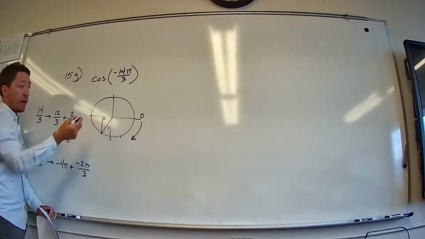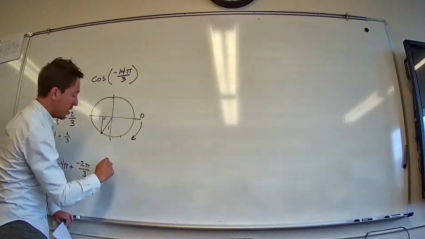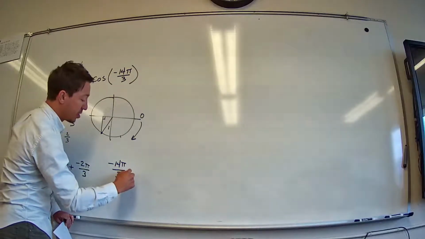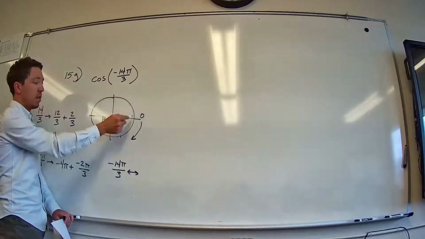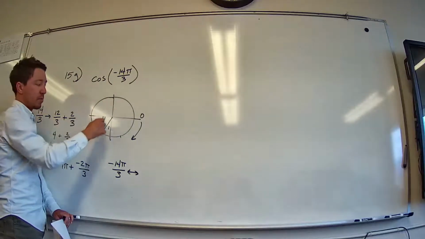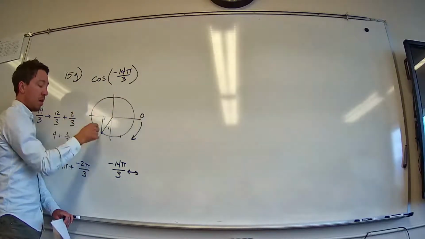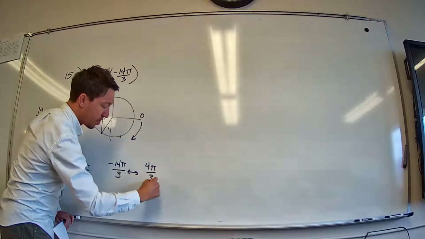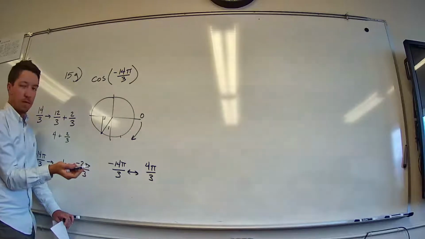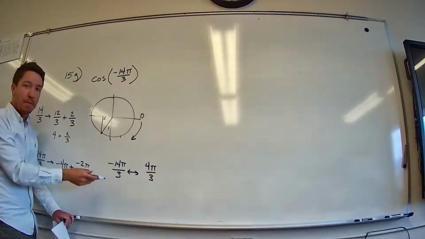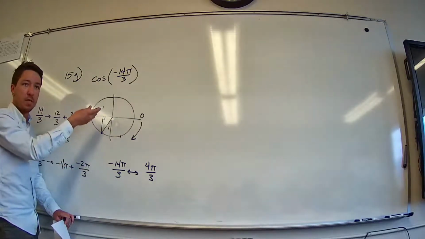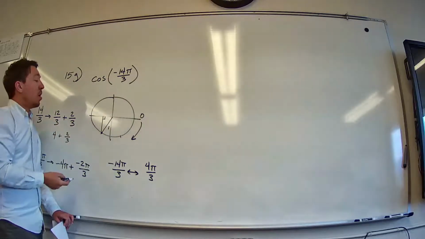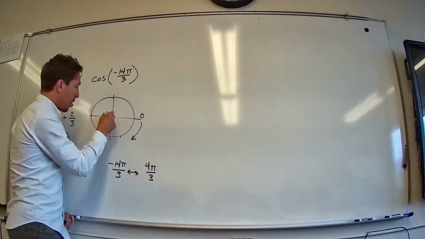So by the way, you might go, wait a second, are you saying that negative 14 thirds of pi is pretty much the same angle as, if I went in the positive direction, what would this be? I'm not saying those are the same number, but they represent the same position angularly on a unit circle. Okay, so cosine.